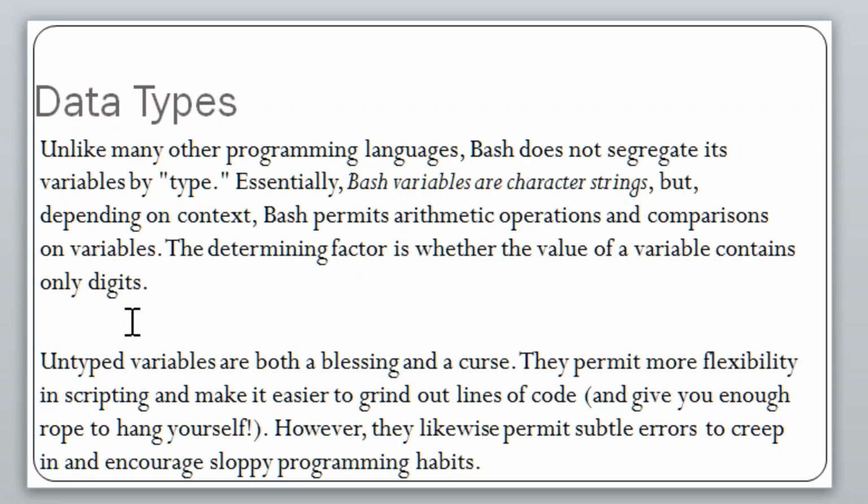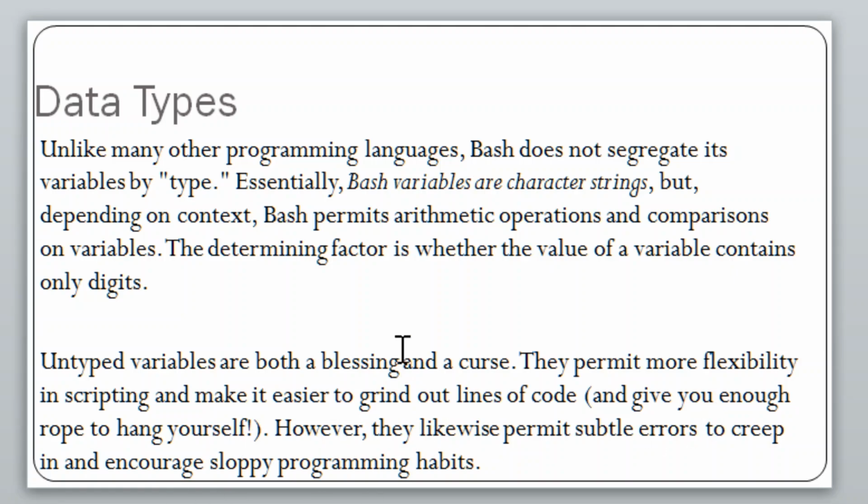So guys, when we say string, that just means characters, right? So if I type in 10 or I type in "10", if I encapsulate it in quotation marks, both are a string and they just mean 10, okay? But 10 can also be the digit 10. So untyped variables are both a blessing and a curse. They provide more flexibility in scripting and make it easier to grind out lines of code, and give you enough rope to hang yourself. However, they likewise permit subtle errors to creep in and encourage sloppy programming habits.